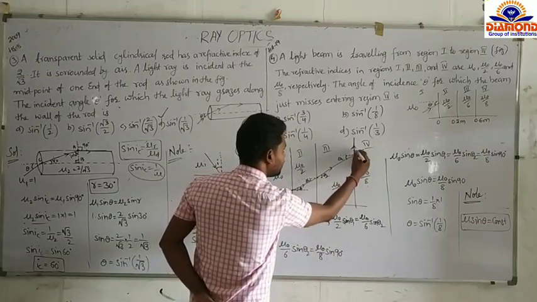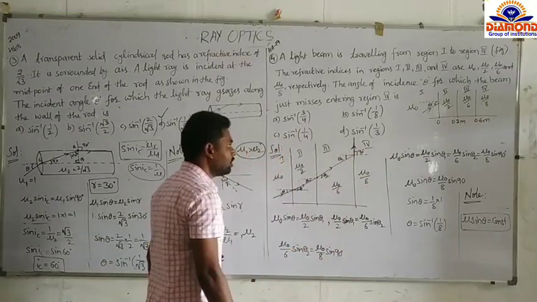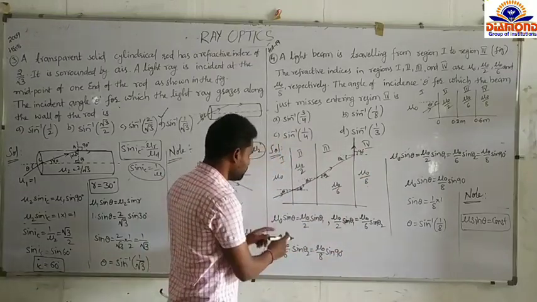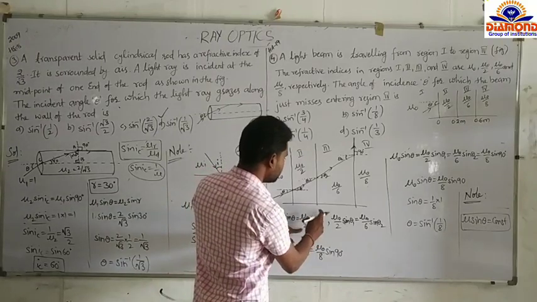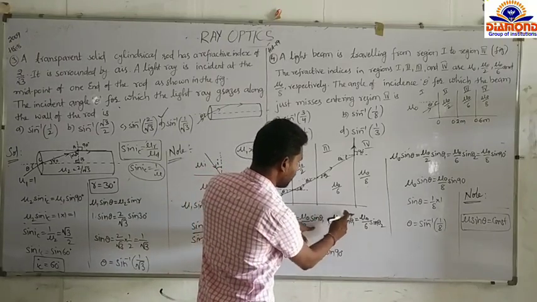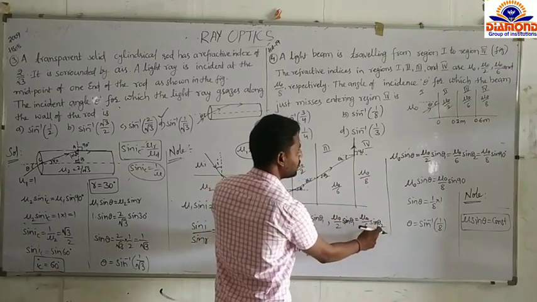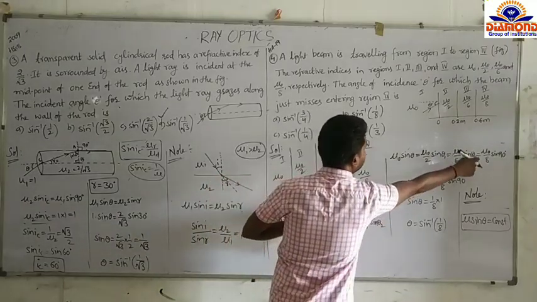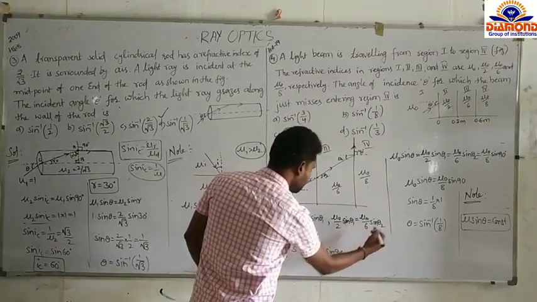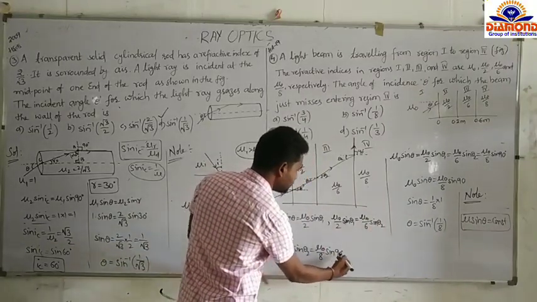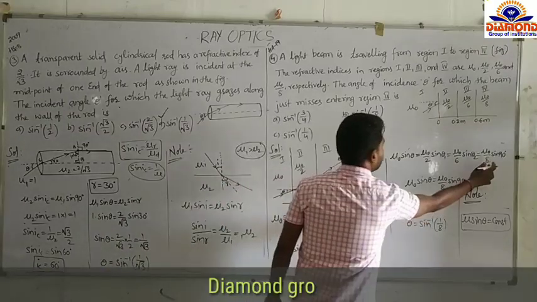Sine of the angle here is 90 degrees. Now equate these terms. Mu naught sine theta equals mu naught by 2 sine theta 1. This mu naught by 2 sine theta 1 is also equal to mu naught by 6 sine theta 2. This mu naught by 6 sine theta 2 is also equal to mu naught by 8 sine 90 degrees.